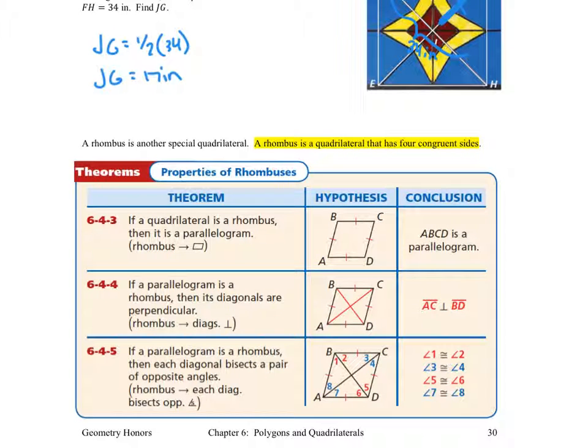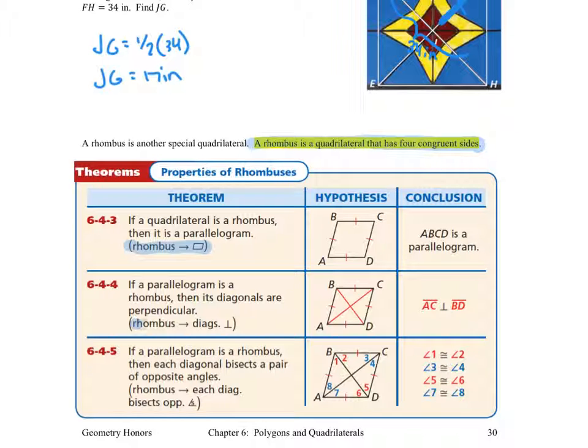Okay, now let's learn about a rhombus. A rhombus is another special quadrilateral. It is a quadrilateral that has 4 congruent sides. So it's like a square almost that's been tipped. We've got the 4 congruent sides that's been tipped. So if you have a rhombus, then we already know it's a parallelogram. So it meets all qualifications or characteristics of a parallelogram.